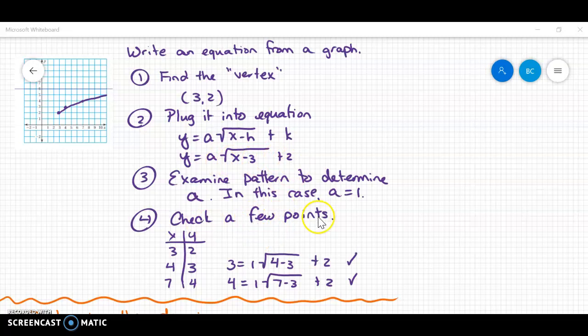I also should check a couple of points. So as I look at my graph, I know that my next point is 4, 3, and then I've got a point at 7, 4. So I'm going to plug 4 in for x and make sure that it equals y equals 3, and in this case it does. And then I'm going to plug 7 in for x and make sure that it ends up being 4, and that does as well. So that's a quick overview of how you can write an equation from that graph.